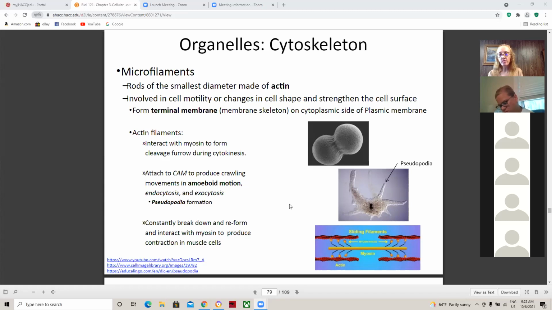These same microfilaments are also the actin filaments that are going to interact with myosin to form cleavage furrows during cytokinesis, so the last stage of cell division. They also are involved in interacting with myosin during muscle contraction.